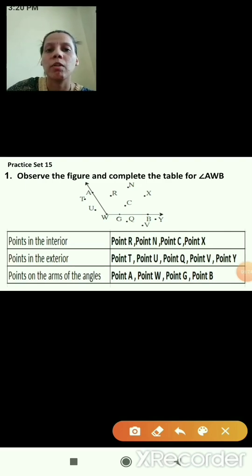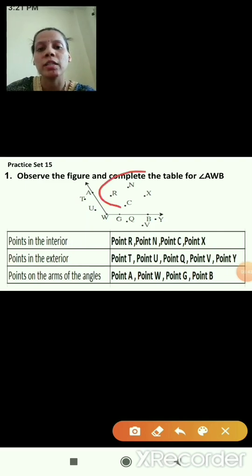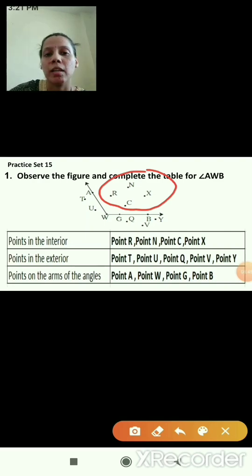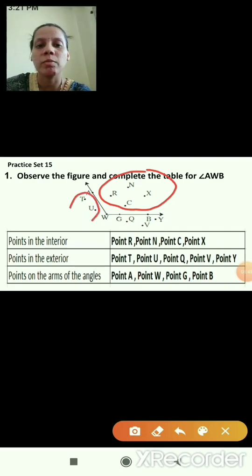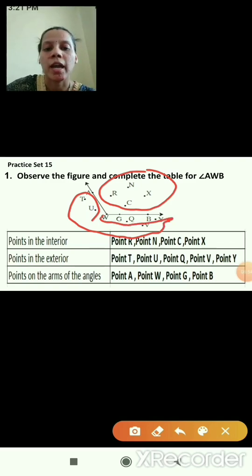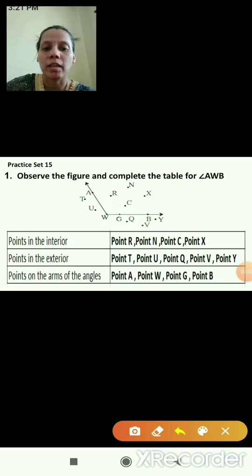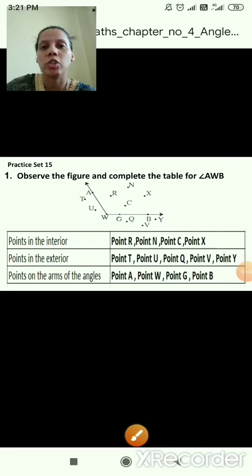I hope we are clear with question number 1. In question number 1, angle AWB is given. Point W is the vertex of angle AWB, and ray WA and ray WB are the arms of the angle. Interior points are those inside the arms of the angle, exterior points are outside the arms of the angle, and the points on the arms are called points on the arms of the angle. I hope you are clear with question number 1.